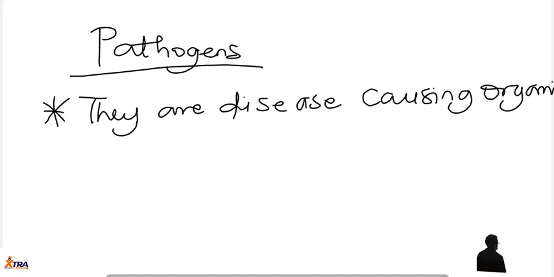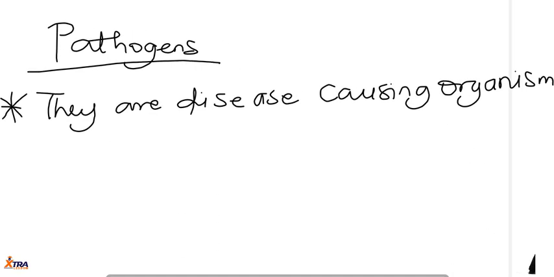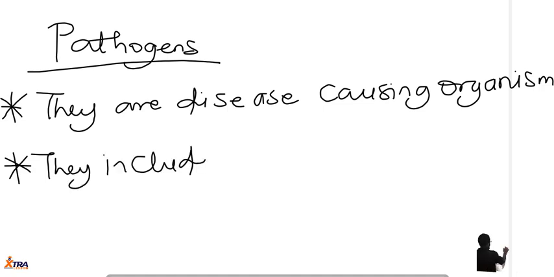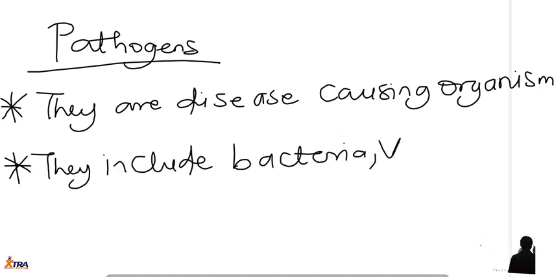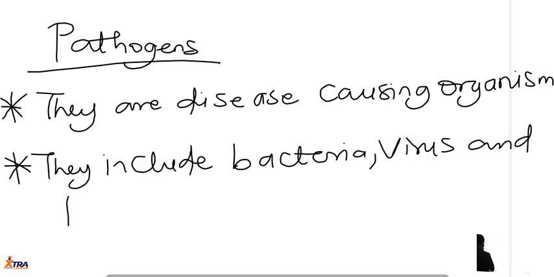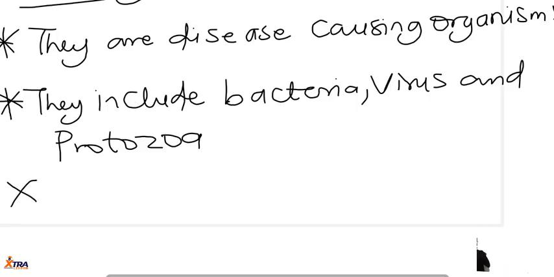So pathogens are disease causing organisms, and they include bacteria, virus, and the protozoa. Most pathogens are carried by vectors, that is the disease carrying organism, which you call the vector, the carrier of the disease pathogen.